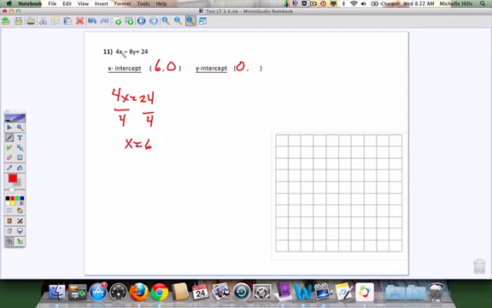The y-intercept, when I put 0 in for x, 4 times 0 is 0, minus 8y gives me a negative 8y equals positive 24. Divide both sides by negative 8 to solve for y, and y is negative 3. So I need to set up my axes so that I can get to negative 3 on my y-axis and positive 6 on my x-axis.